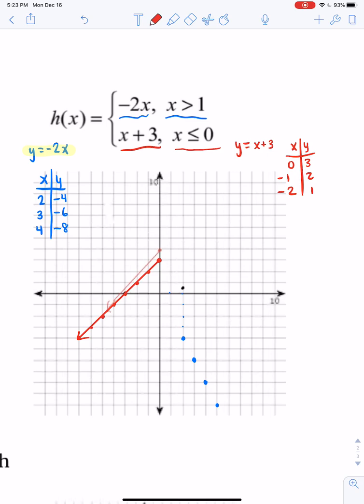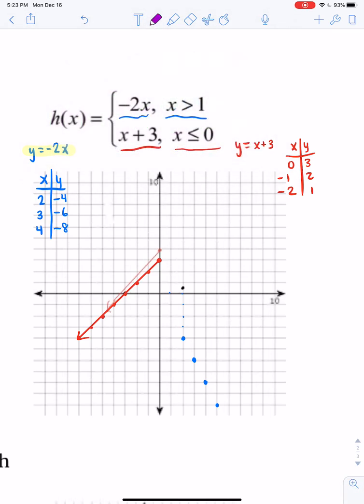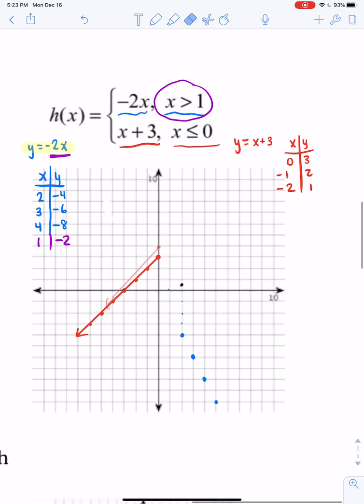So like we did before, let's kind of break the rule on the first one. Remember, it says x needs to be greater than 1, but let's just see what happens if x is 1. If x is 1, then we have negative 2 times 1, which would be -2. So let's fill that in and leave it as an open circle because it's breaking the rule. So 1, -2 would be right here.